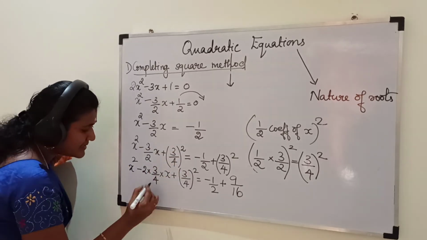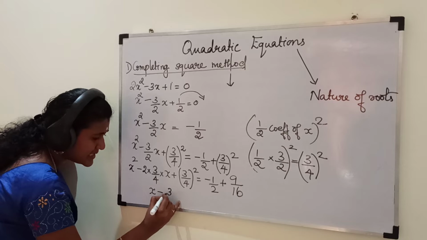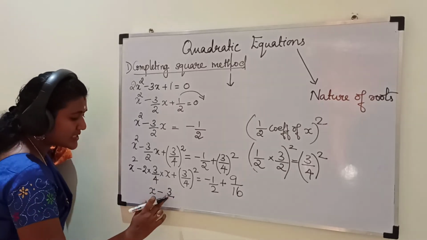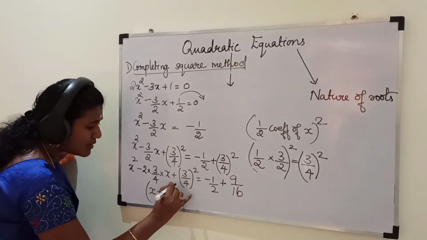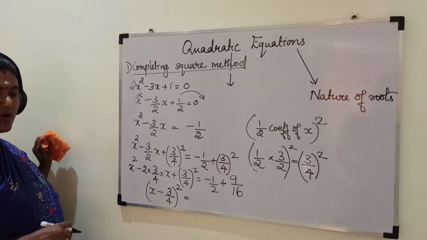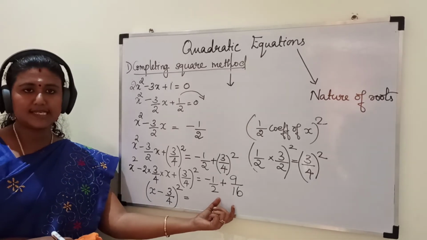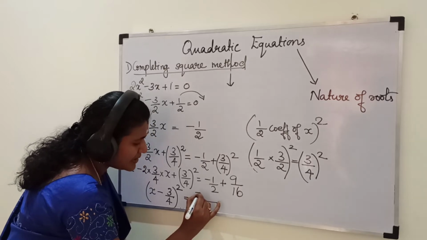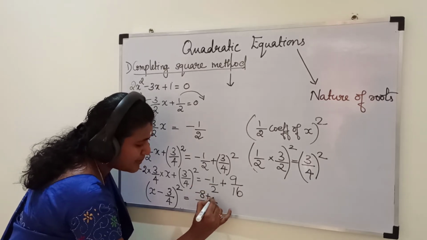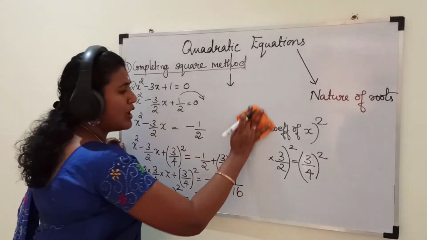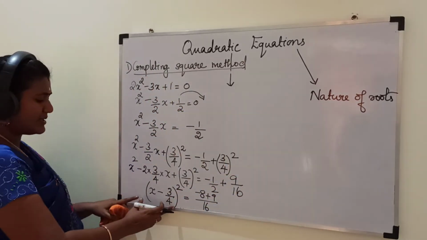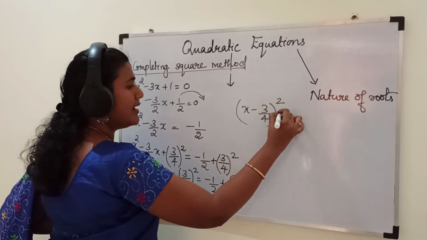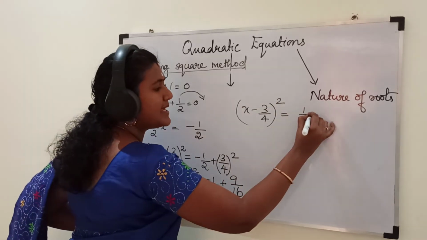So we can write this as x minus, since the middle sign is minus, we will write minus here. So x minus 3 by 4 the whole square is equal to, we will simplify the right side using LCM. So when we take 16 as LCM, here we will get minus 8 plus 9. So when you simplify this, you have x minus 3 by 4 the whole square, which is equal to 1 by 16.